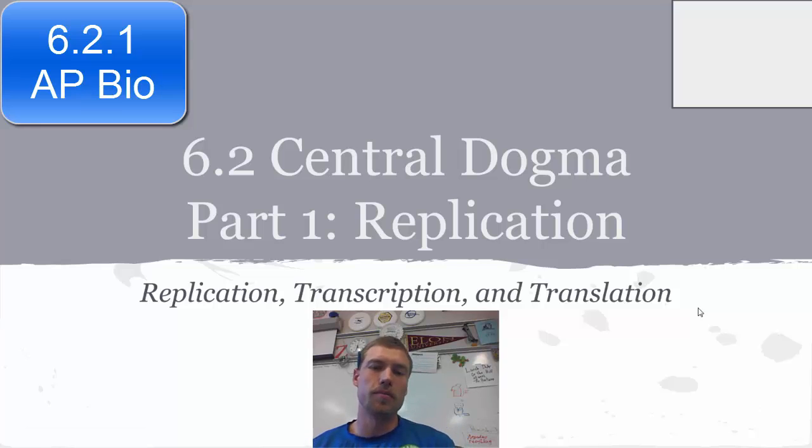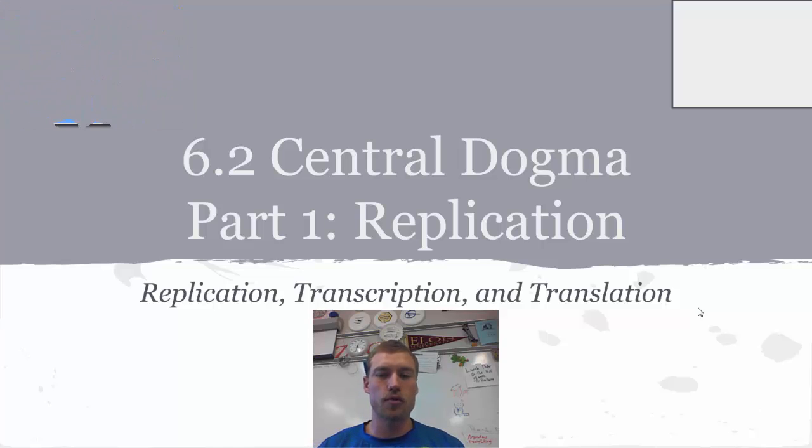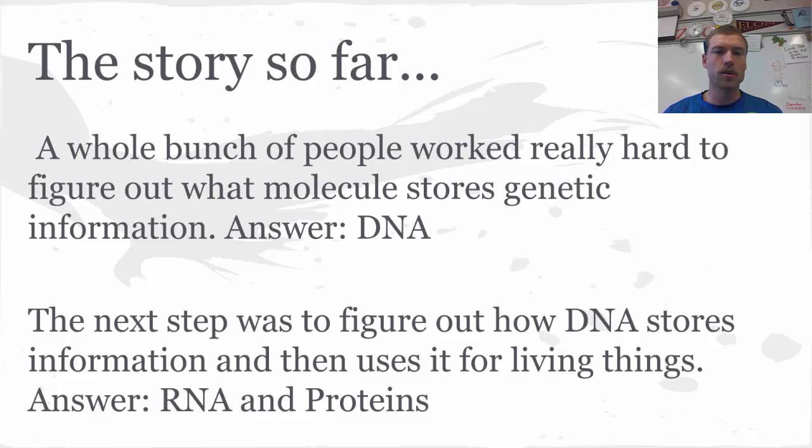Today we're going to start a little mini series on the central dogma, and we're going to begin with DNA replication. So basically, going off of our last unit, a whole bunch of people worked really hard to figure out what molecule stores genetic information. The answer is DNA. The next step was to figure out how DNA takes that information and uses it for living things. How does it take that DNA and turn it into a living thing? And the answer is RNA and proteins.